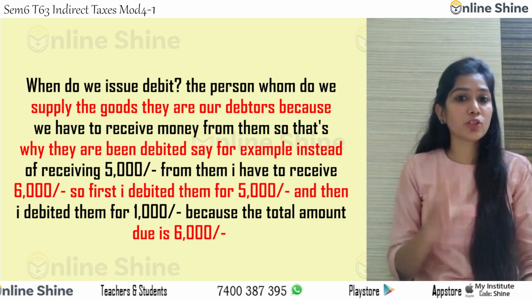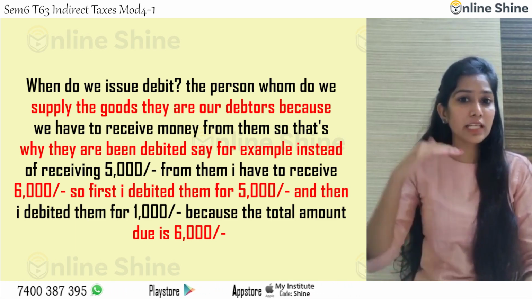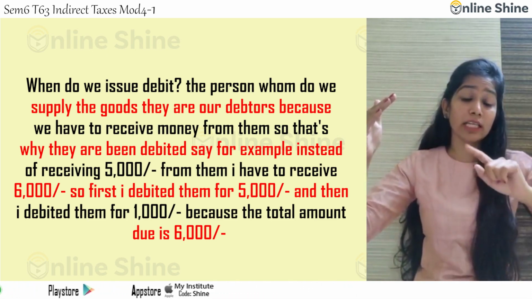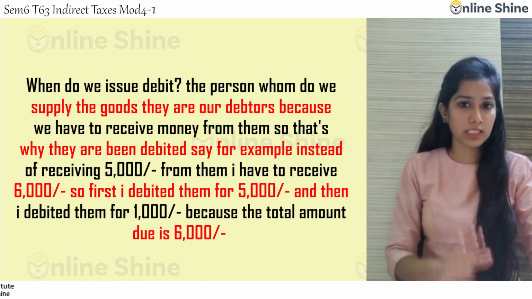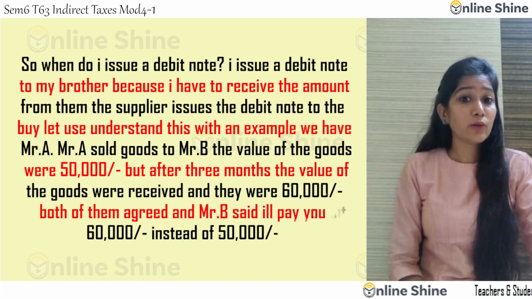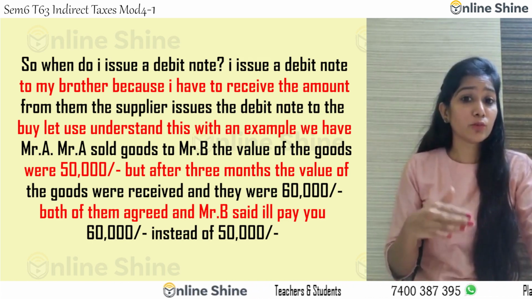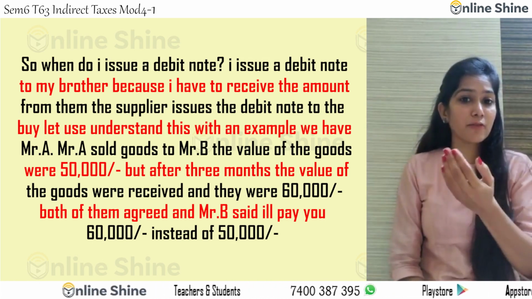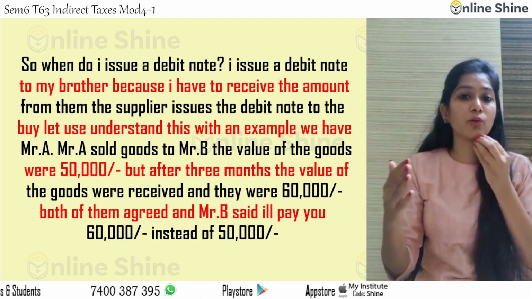Say for example, instead of receiving 5,000 from them, I have to receive 6,000. So first I debited them for 5,000. Now I will be debiting them for 1,000 because the total amount due is 6,000. So when do I issue a debit note? I issue a debit note to my buyer because I have to receive the amount from them. The supplier issues a debit note to the buyer.